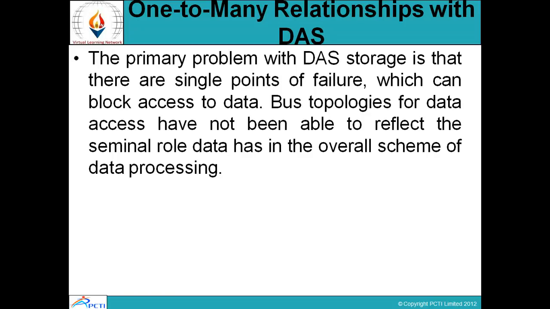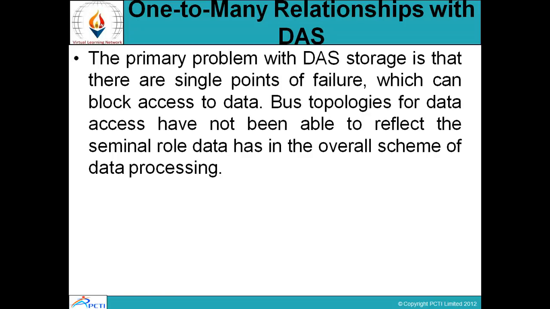Which can block access to data. If some problem arises, then it can block it. So bus topology for data access may not be able to reflect the role of data over the whole scheme of data processing. In the bus topology, data is processed sequentially, and if at some point a failure occurs, all the process will stop working. So it is able to reflect the overall role of data in the whole scheme of data processing.